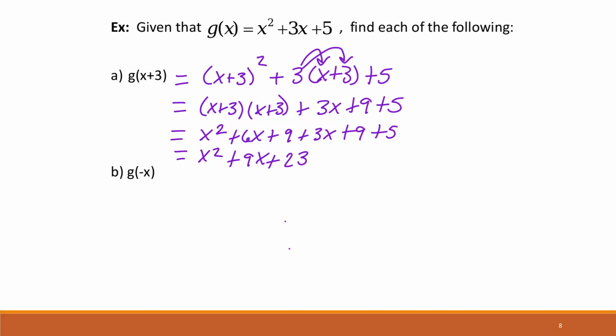So let's take a look at this next one. So we have negative x squared plus 3 times negative x plus 5. When we look at this problem here, a negative times a negative is a positive, so we just get x squared for this first term. Then the next term, 3 times negative x, will give us a negative 3x and plus 5. And that's in simplest form.